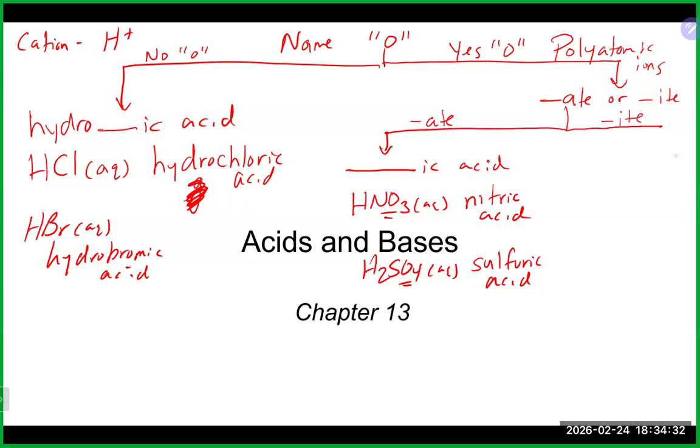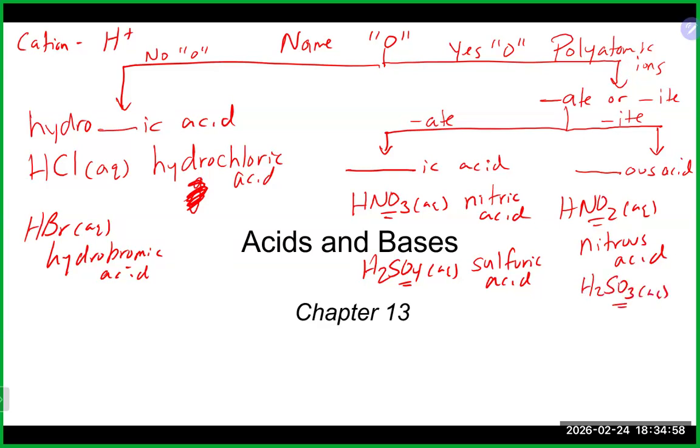If your polyatomic ion ends in ite, your acid will be something OUS acid. So if you had HNO2, NO2 is nitrite, ITE. That would be nitrous acid. H2SO3, SO3 is SO3 2 minus, which is sulfite. That would be sulfurous acid, right?